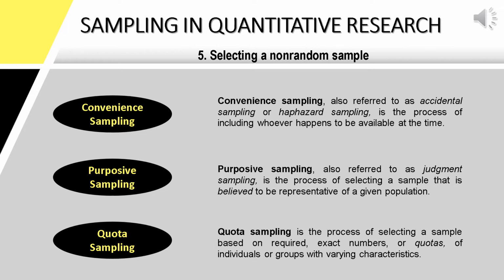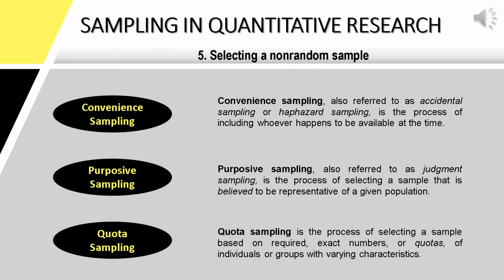Kapag sinabi natin convenient sampling, it is referred to as accidental sampling or haphazard sampling. Ito yung mga respondents na kinuha mo or pinili mo dahil sila lang yung nandoon. Sila lang yung available that time, at sila lang yung available sa lugar na yun. Kaya, okay, sila na. Non-random yun, kasi ikaw mismo yung namili.